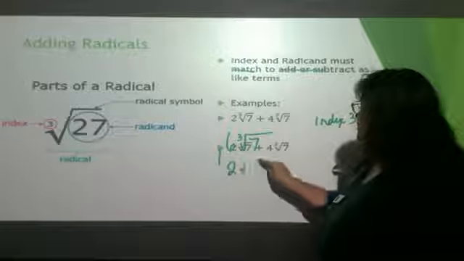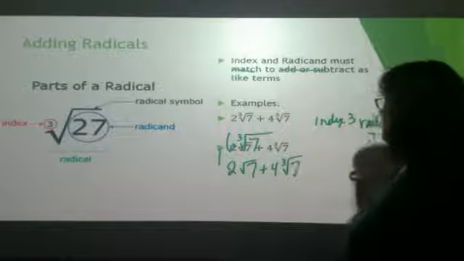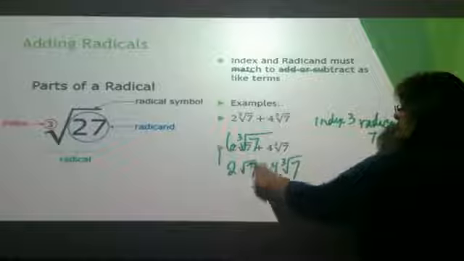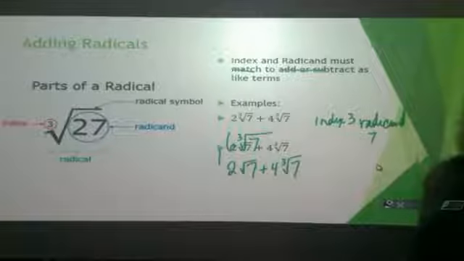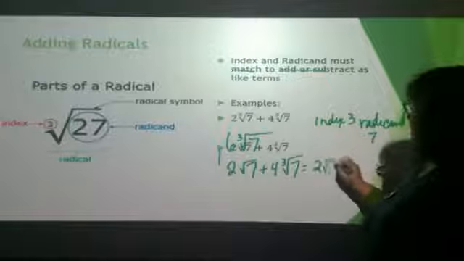So 2 square roots of 7 plus 4 cube roots of 7. So we have to verify, does the index match? This is a square root or a 2, and this is a 3. So I cannot combine those. I just rewrite them exactly the same and move on.